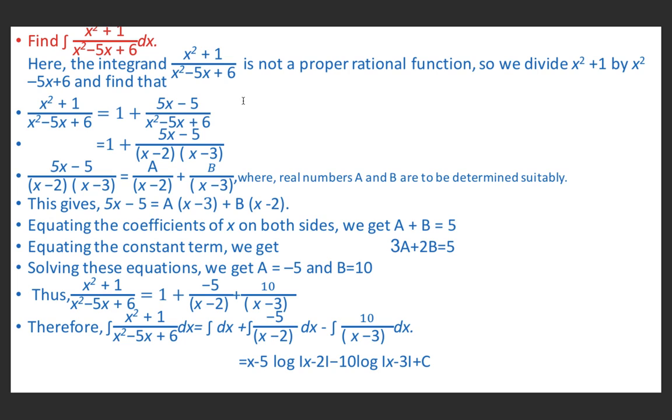So now we have seen how to integrate a rational function which is not a proper rational function. So remember, for all the questions, whenever the function is not a proper rational function, first of all divide the numerator by the denominator and then reduce it to partial fractions.